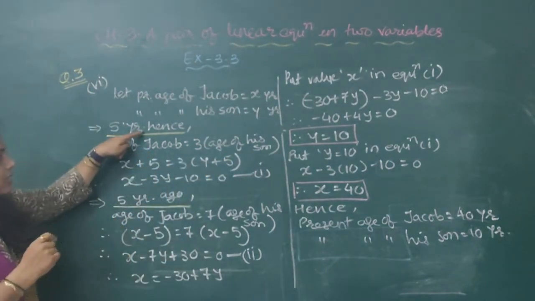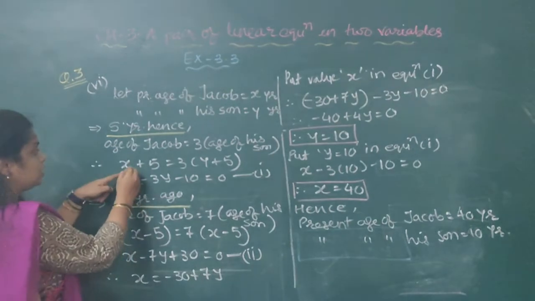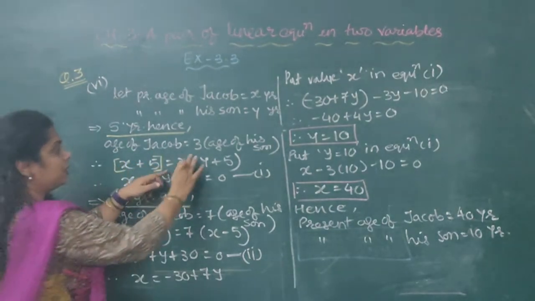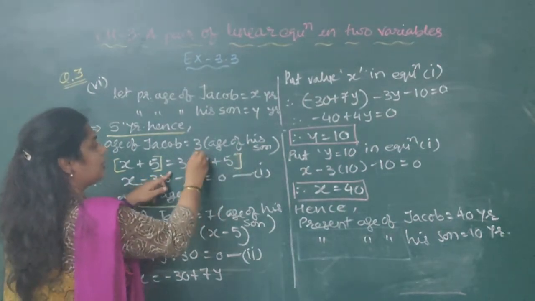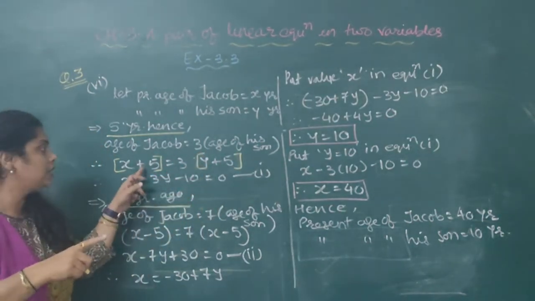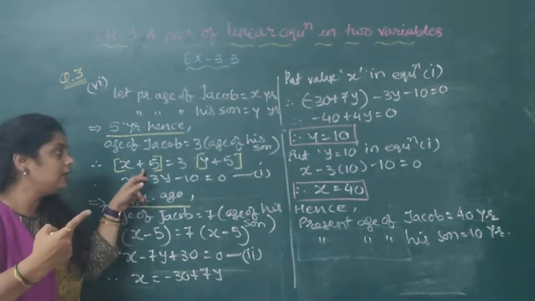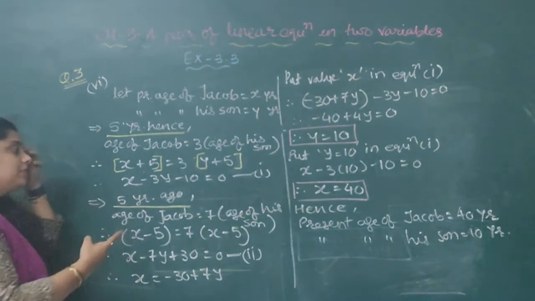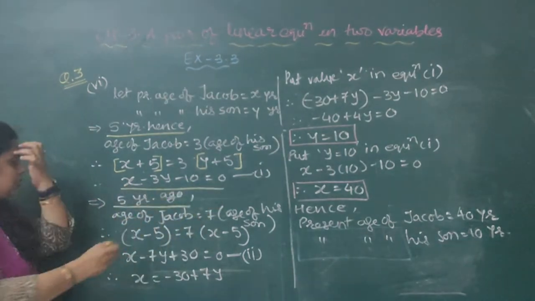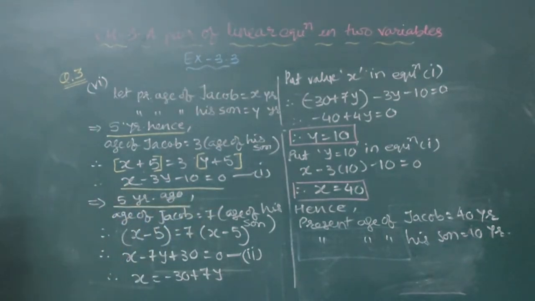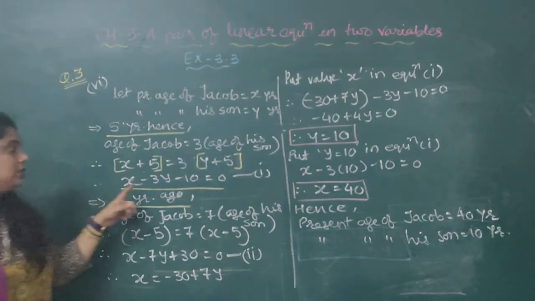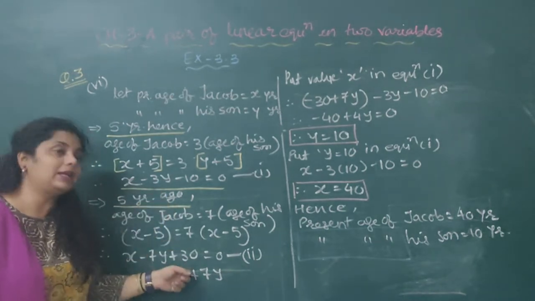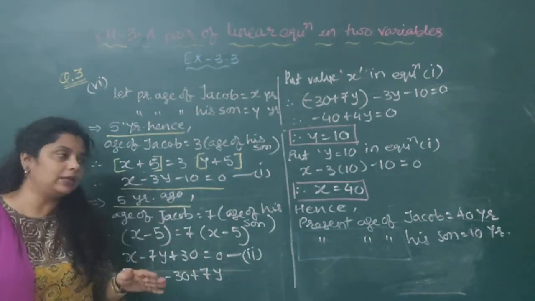So 5 years hence means after 5 years, how old will Jacob be? x plus 5. And what will be the age of his son? y plus 5. And it is given that the age of Jacob will be 3 times the age of his son. And after simplification, you will get that x minus 3y minus 10 is equal to 0 is our first linear equation. Similarly, we have to obtain the second linear equation from the second condition.